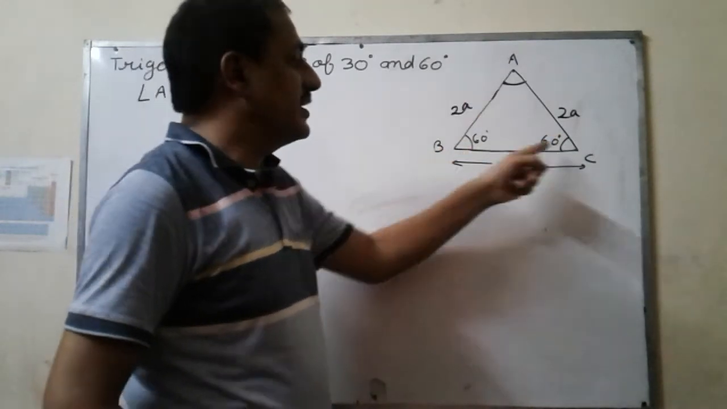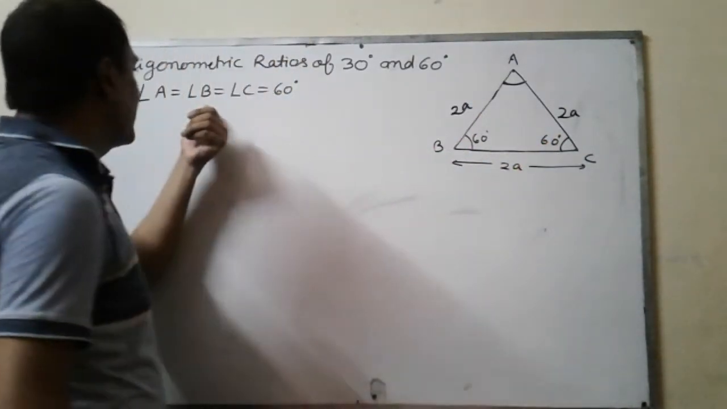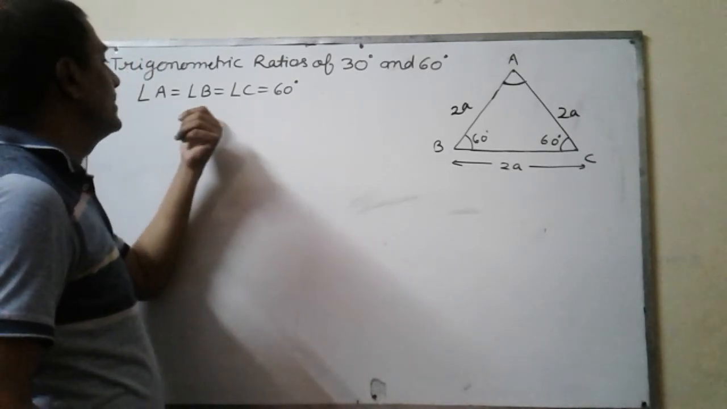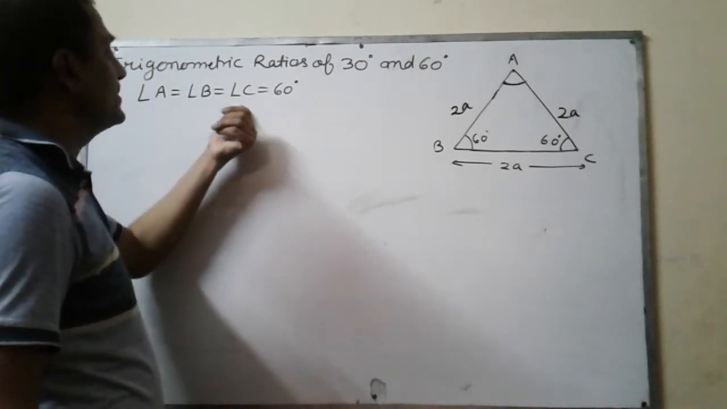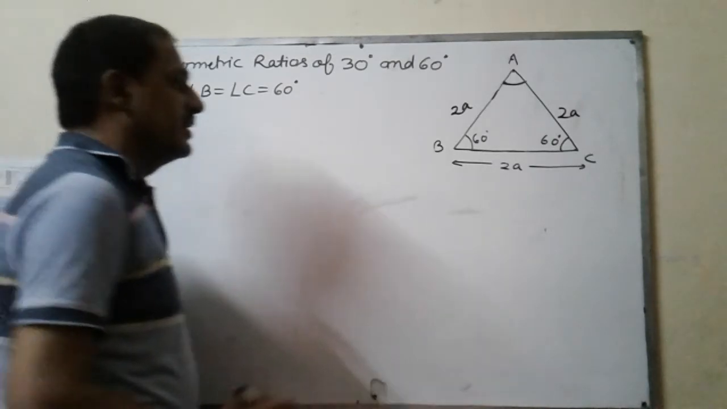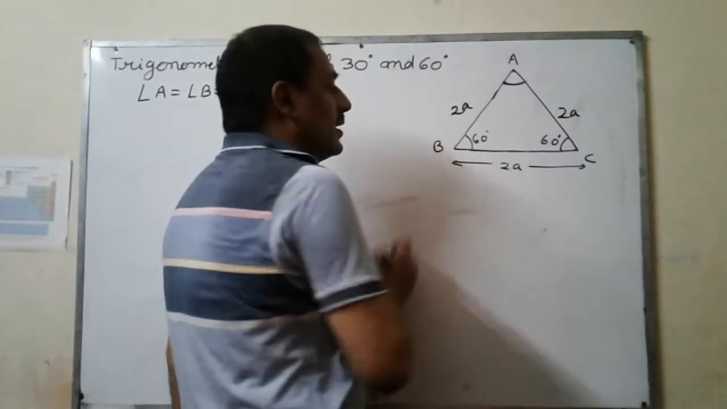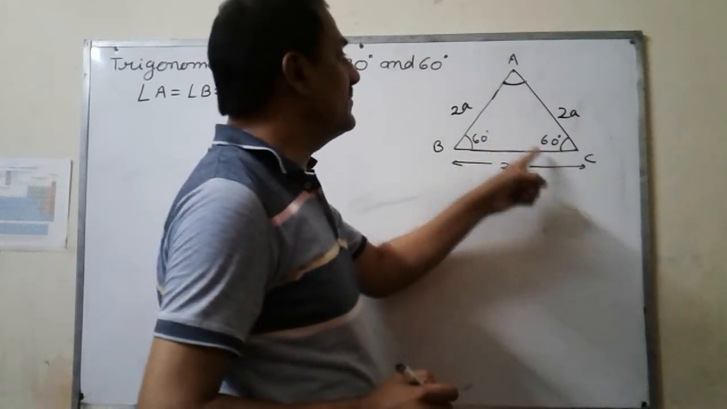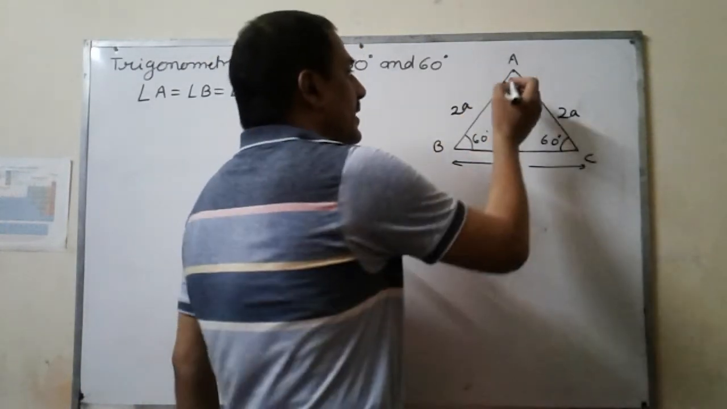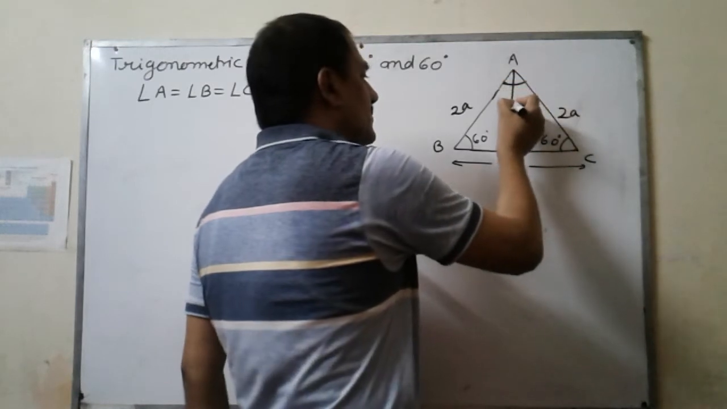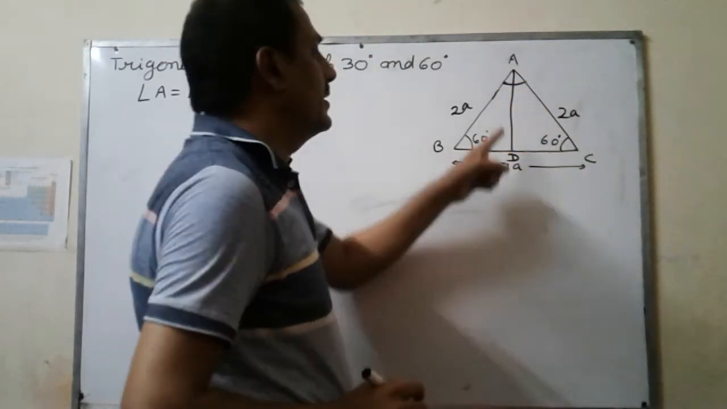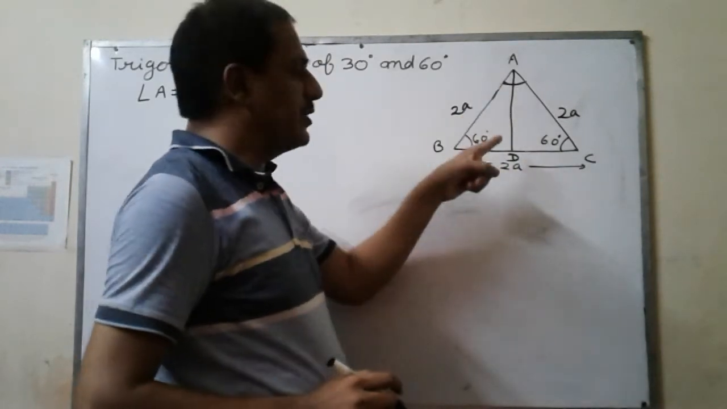If ABC is an equilateral triangle, then angle A, angle B and angle C are equal to each other, and the value of angle A, B, C will be equal to 60 degree. Here I am going to draw a perpendicular on side BC from vertex A. If we draw a perpendicular from vertex A on side BC, here AD is a perpendicular bisector.